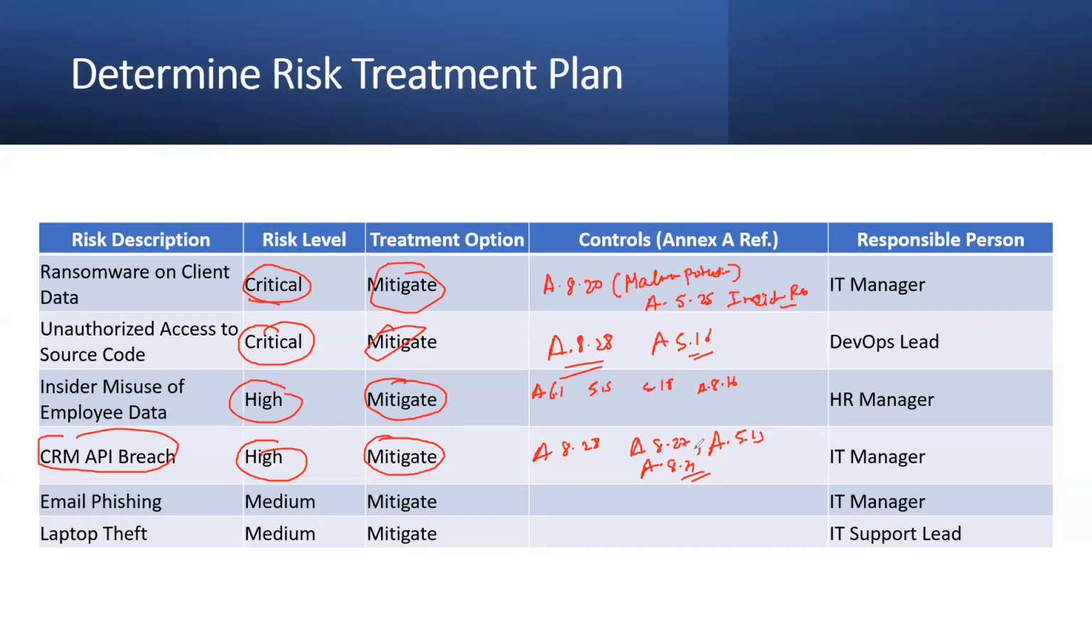You can have access control. You can use encryption as well over here. You can go with cryptography for encrypting all the data. So again, this is a recommendation to mitigate the CRM API breach.